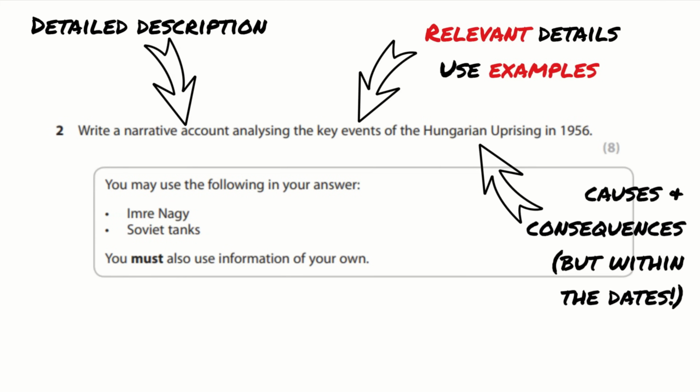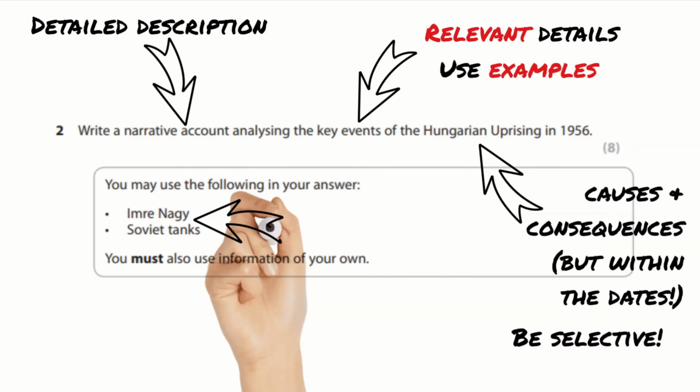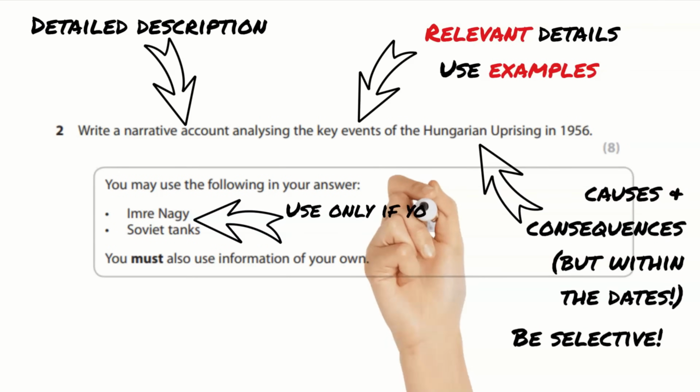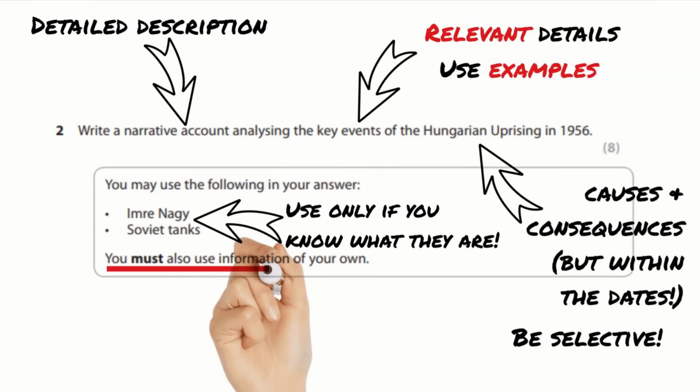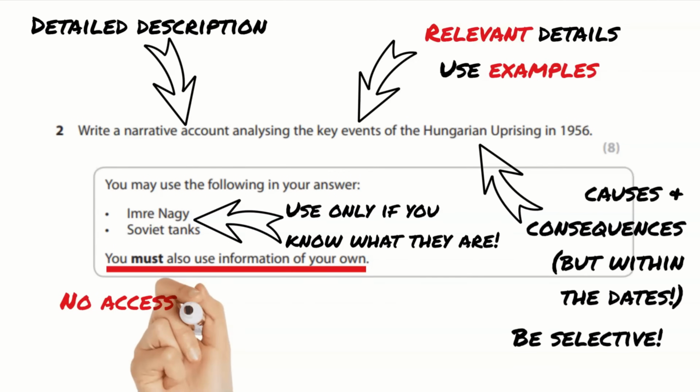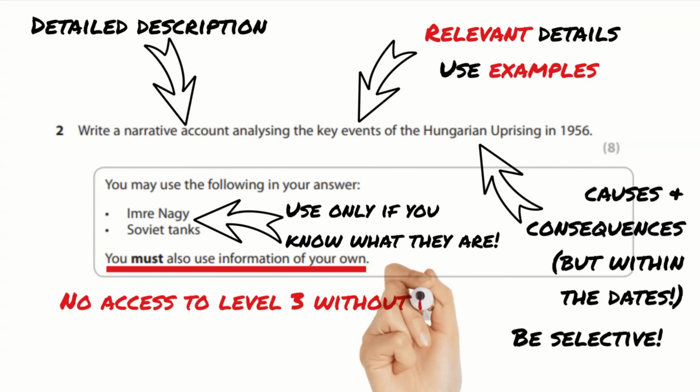Remember, you only have a limited amount of time to answer this question, so be selective in your use of information and make sure that your answer is well organised and easy to follow. Remember, you can use the bullet points to help you, but if you don't know what those bullet points refer to, just ignore them. You absolutely must add another point because it says in the mark scheme that you cannot access level 3 without additional information.